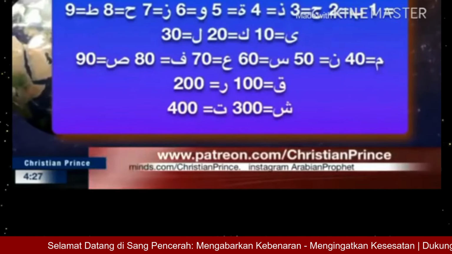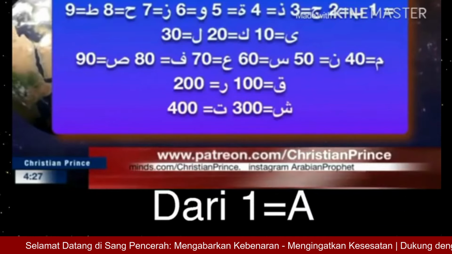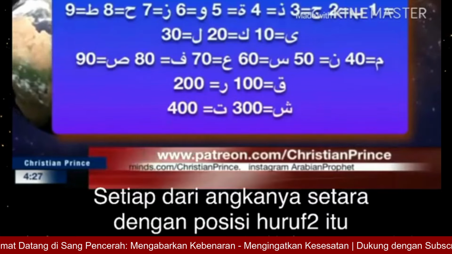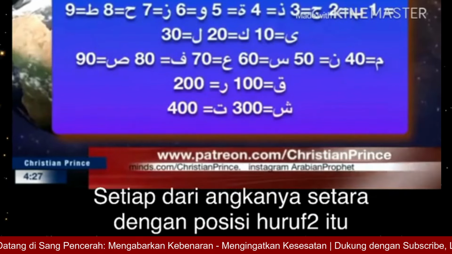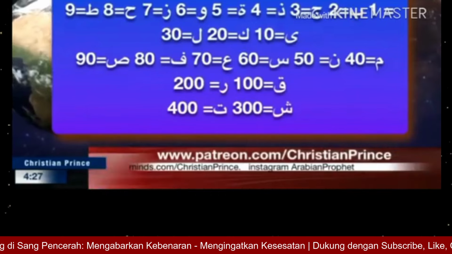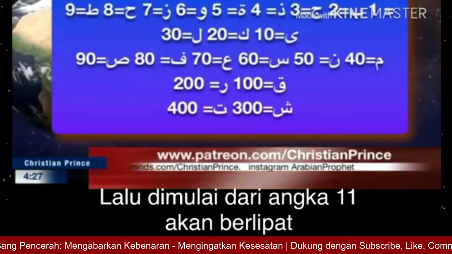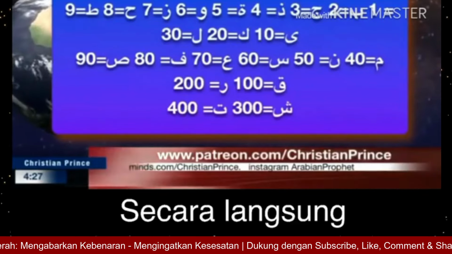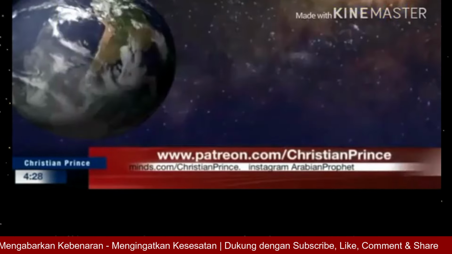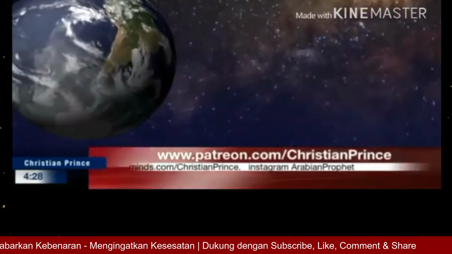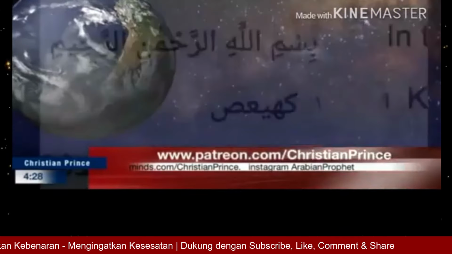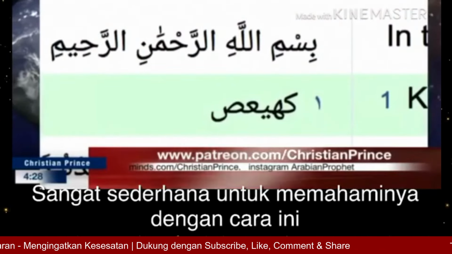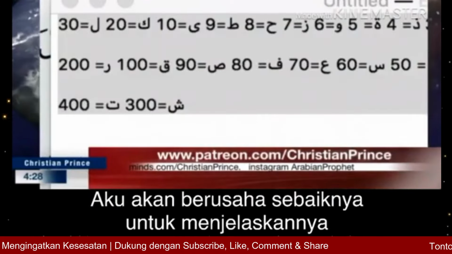The alphabet goes from 1 to 10: 1, 2, 3, 4, 5, 6, 7, 8, 9, 10. Which means the letters from A to the letter number 10, each one of them is equal to the number of that location of that letter. And then the letter number 11, right after, will be double immediately. I hope this is not a little bit complicated. It's not really. It is a simple way to understand. I will do my best to show you.